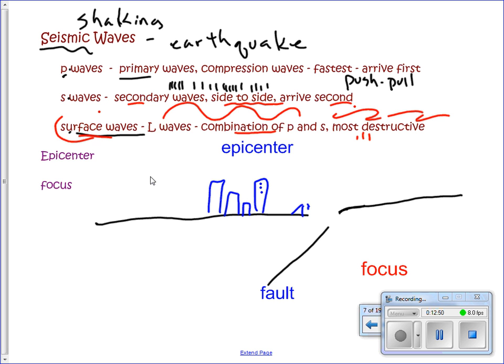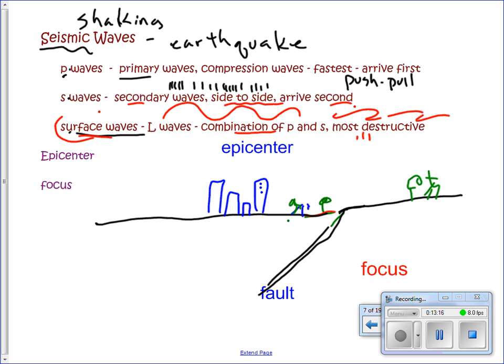With some little trees. Okay. And then out here we'll have just some other trees, a little forest. Okay? So the earthquakes generally happen somewhere along the fault. The fault is, of course, the weak spot, the crack in the Earth's surface.